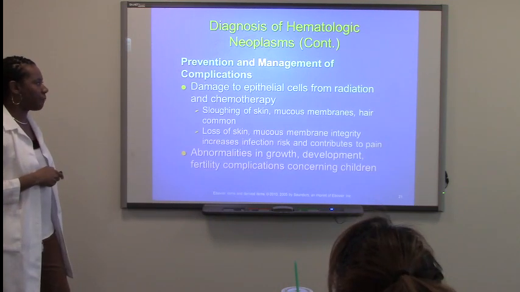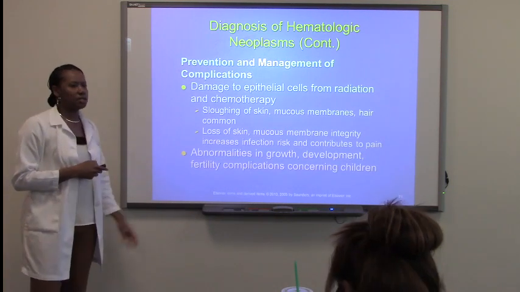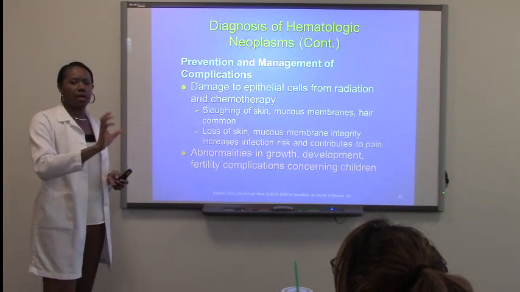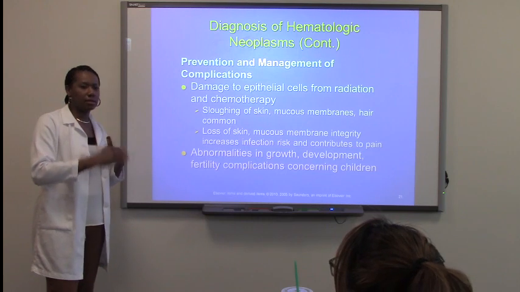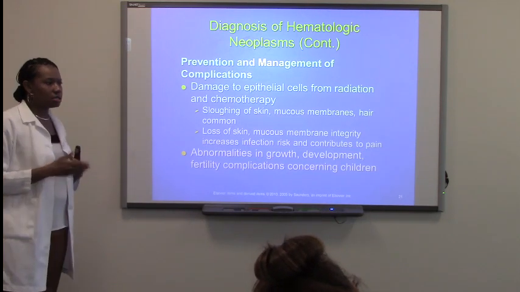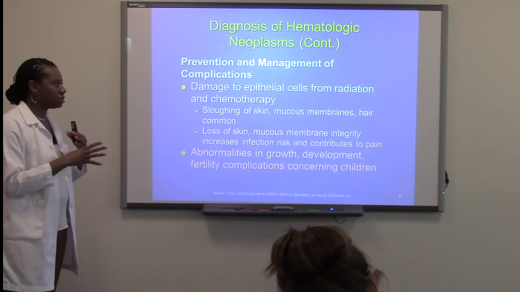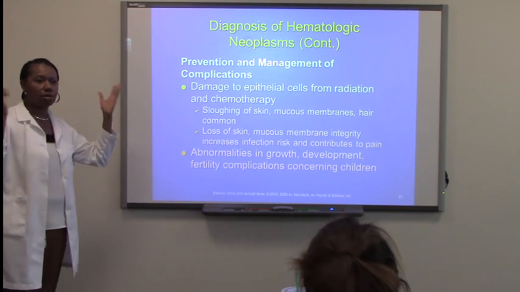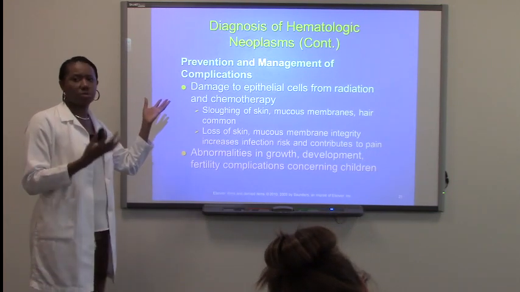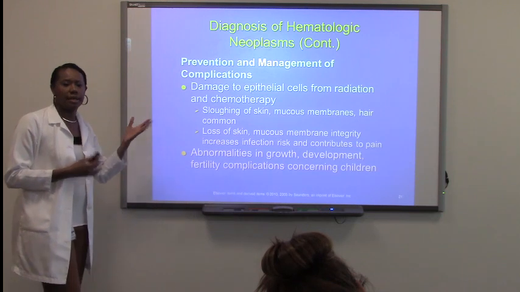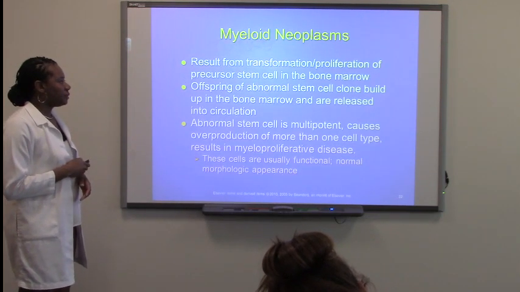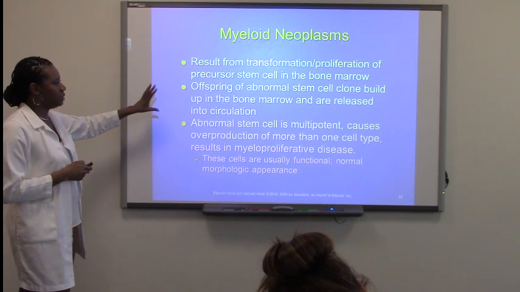Now, when these patients go through radiation and chemotherapy, and I talked about this before so not to repeat myself, it can kill the epithelial cells. This is where they get skin loss, the skin sort of sloughs off, mucous membrane damage, and hair loss, which we all know is the most common thing that happens with cancer patients, especially patients going through cancer treatment. They lose the hair. So that's that. Now, myeloid neoplasias.